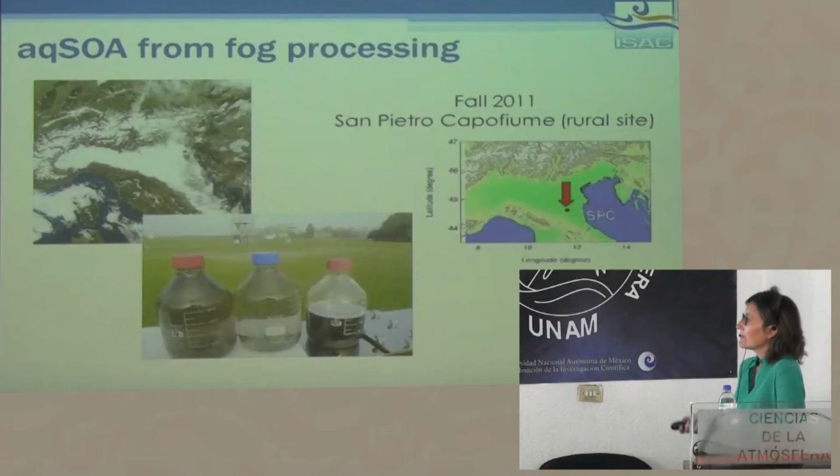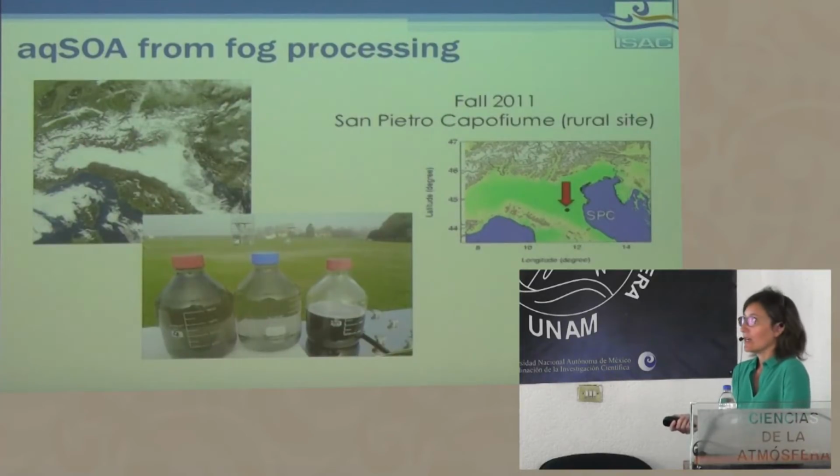So the first time we observed the formation of the aqueous secondary organic aerosol was actually in fog water. The Po Valley is often characterized by dense fog events during the winter and fall. This is a satellite image that shows, for example, a dense fog event that is actually covering the entire Po Valley. So you see here the Alps and the Apennines here.